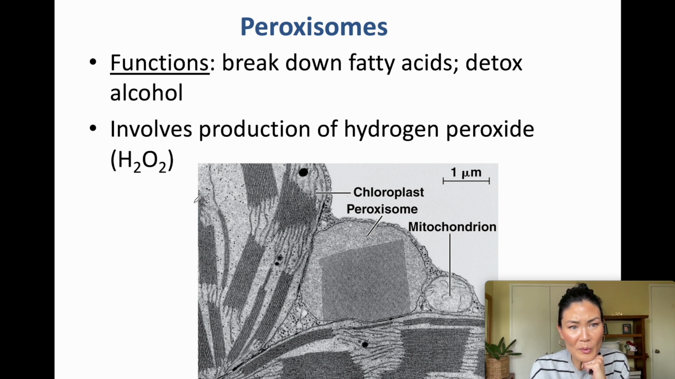Okay, now let's talk about peroxisomes. These are organelles that break down fatty acids. So when you eat fats, within the cell, the fatty acids get broken down for respiration. You use it to make energy, and also the peroxisomes are there to detox alcohol. So you're going to find a lot of peroxisomes in liver cells, okay? And it's also involved in production of hydrogen peroxide.